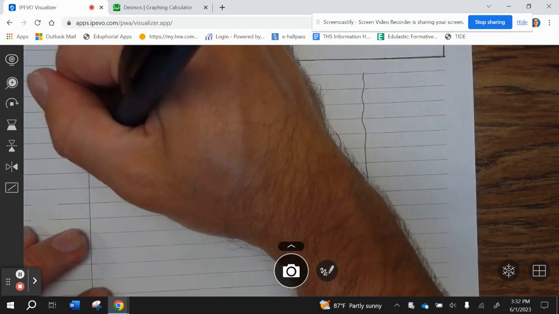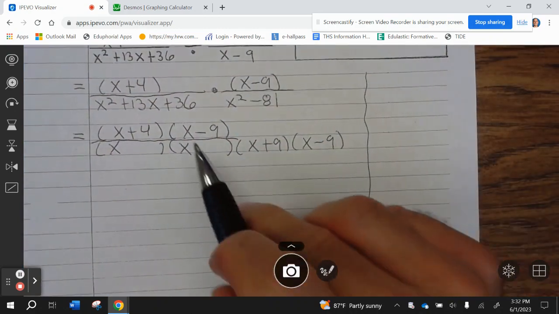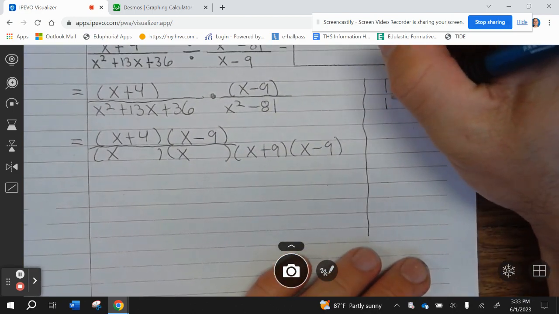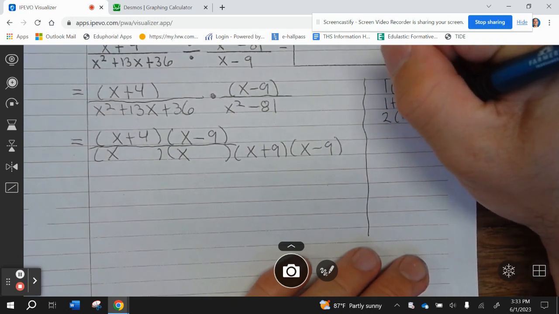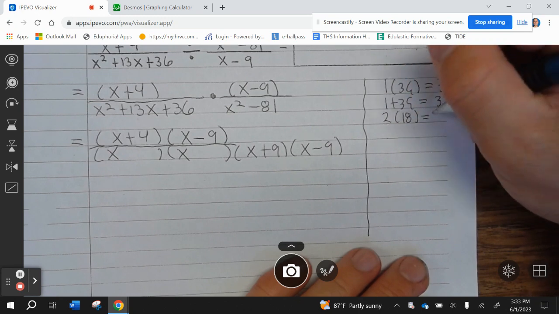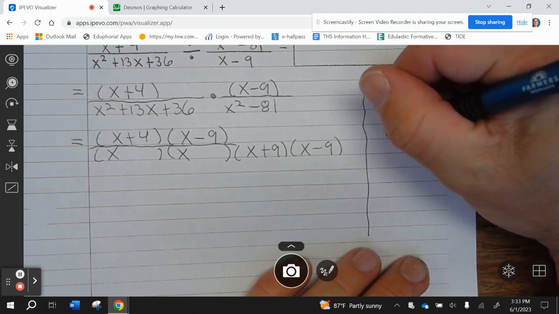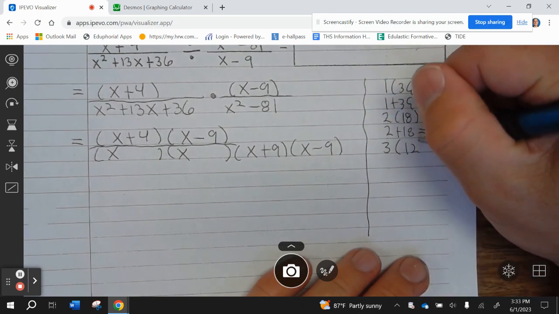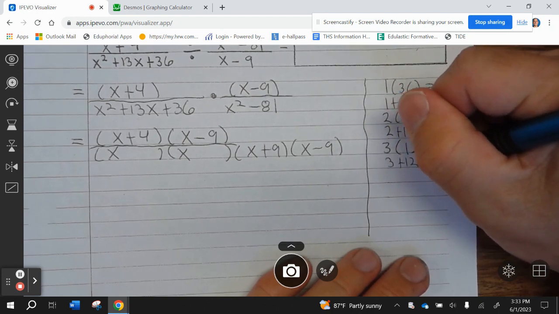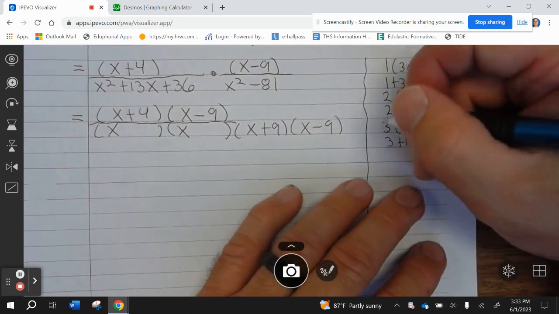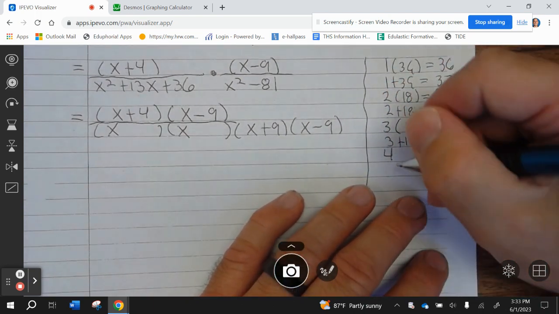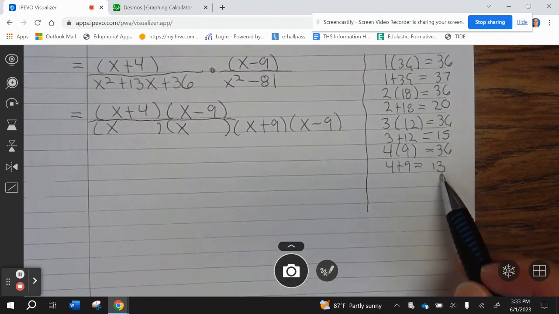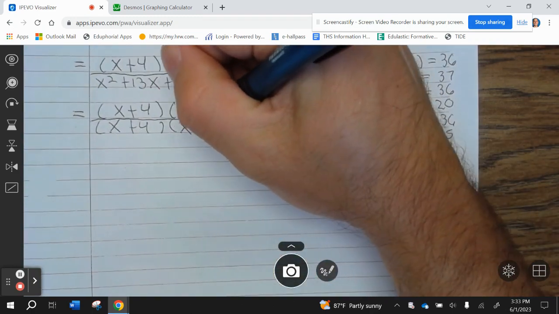Okay, so we know x and x makes x squared. We need to figure out what numbers multiply to give you 36 and combine to be 13. So 1 times 36 is 36. 1 plus 36 is 37. 2 times 18 is 36. 2 plus 18 is 20. That didn't work. 3 times 12 is 36. 3 plus 12 is 15. That didn't work, but we're getting close to 13. So let's try 4 times 9 is 36. 4 plus 9 is 13. So we have our 36 and 13. So our factors are x plus 4, x plus 9.